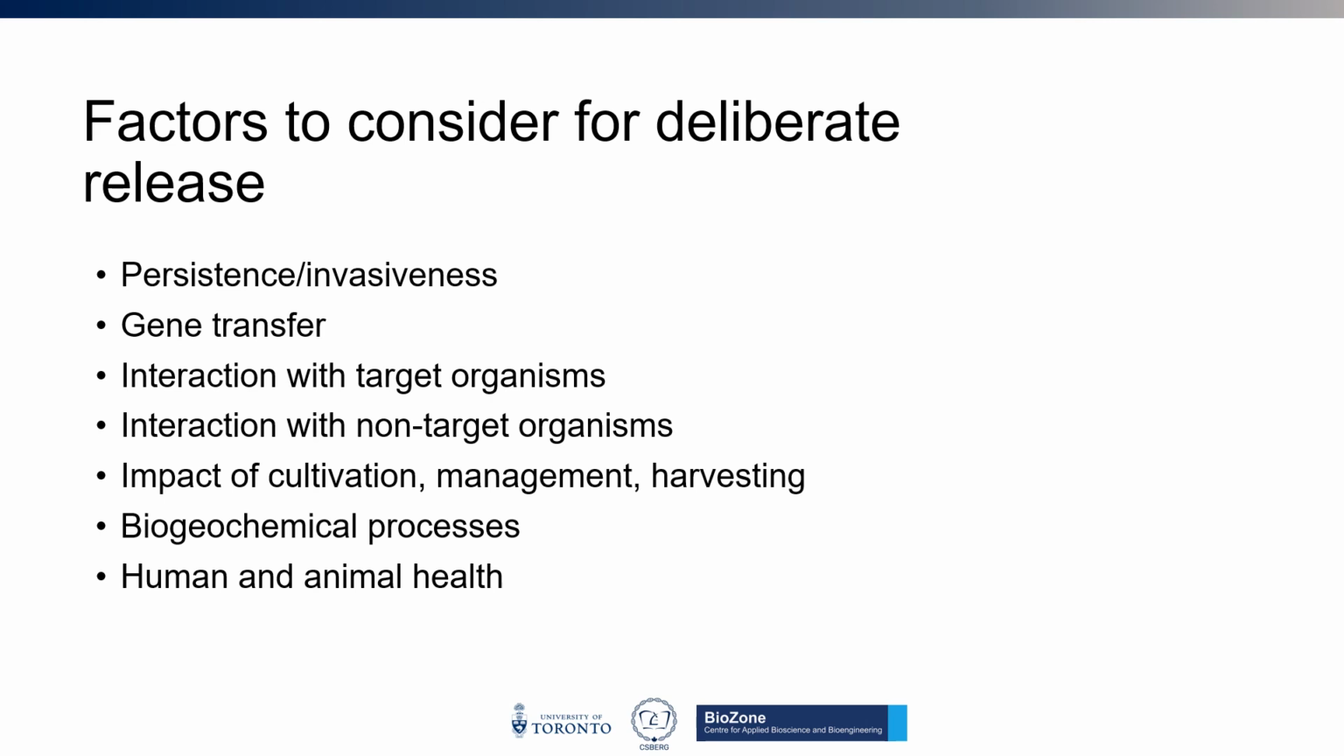To what extent can it infect other organisms or other entities? Gene transfer: the potential for it to transfer any kind of genes from itself to other native organisms or to other species. The interaction with the target, as well as the interaction with non-target organisms. So that's maybe, say, in the medical context.